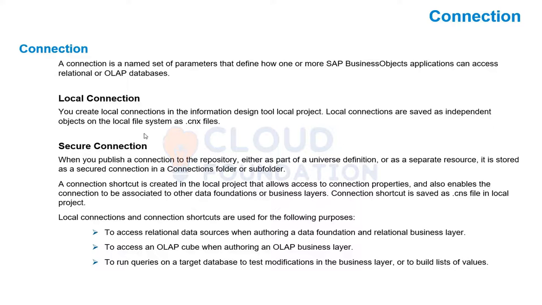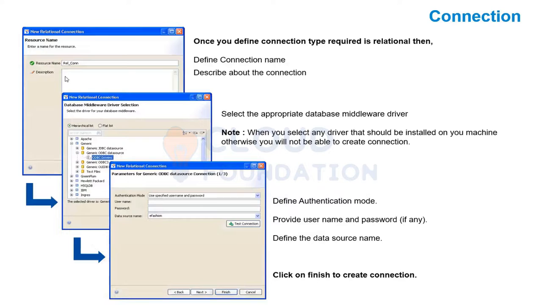That connection, we can click and publish to that secure connection. Local connections and connection shortcuts are used for the following purposes, to access these things. See here, this is the connection tab. Once you click on New Connection here, it asks what resource name you want to put, what connection name you want to put.